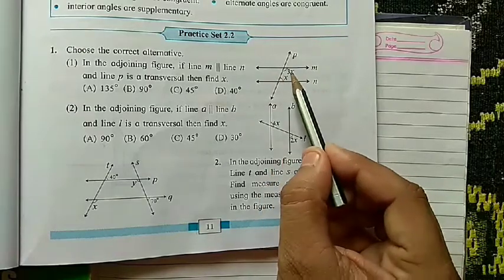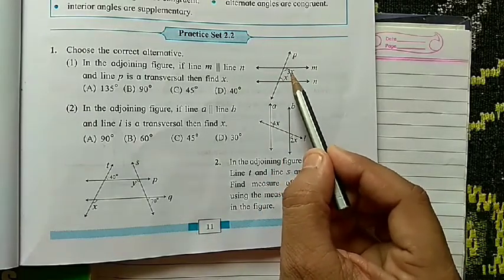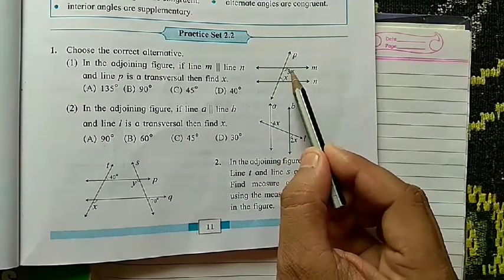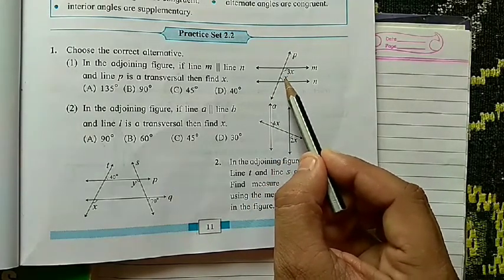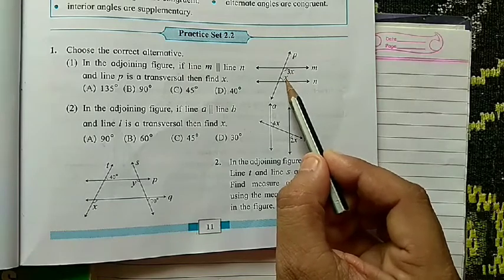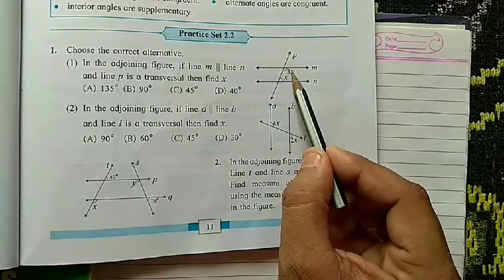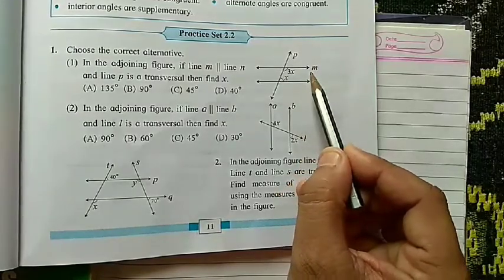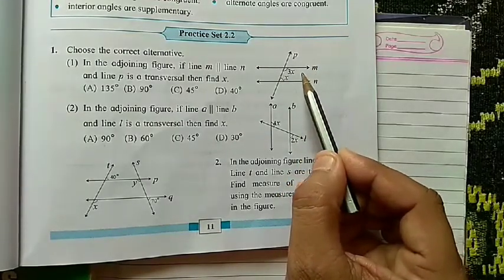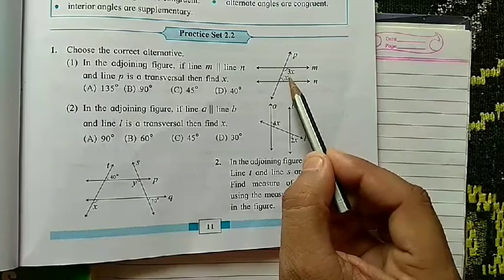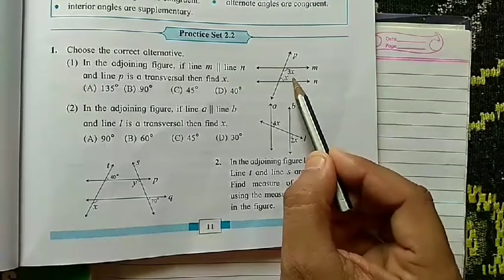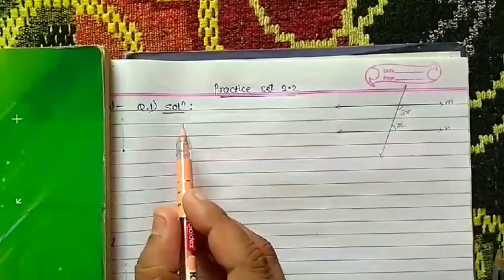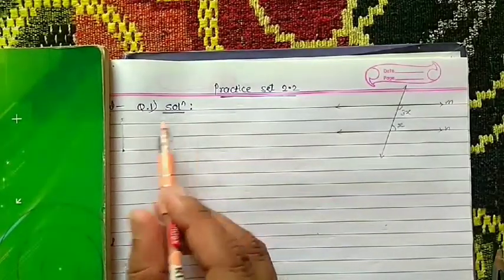It means these two angles are interior angles, and if the two lines are parallel, then the interior angles are supplementary. It means their sum is equal to 180 degrees. So 3x plus x is equal to 180 degrees. Forming this equation, find the value of variable x. So now let's see the solution of the first question.